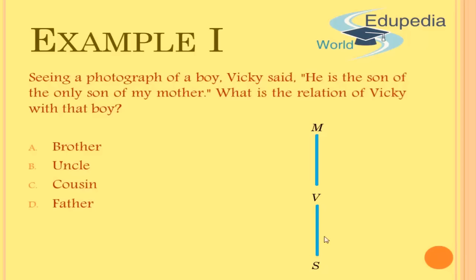Also, to make these representations more clear, you can use symbols to denote gender. So Vicky is male, so I will put a small plus as a superscript next to V, so that I know that Vicky is male. His mother will be female, so I will put a minus sign next to the mother, or any way that you want.